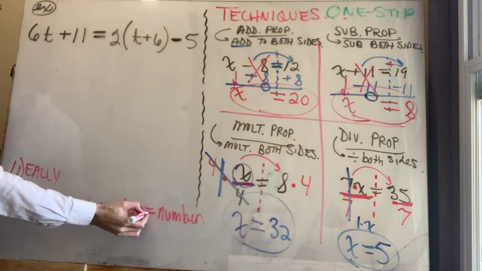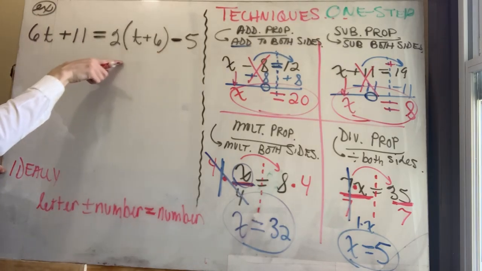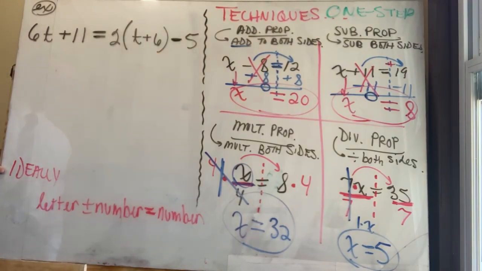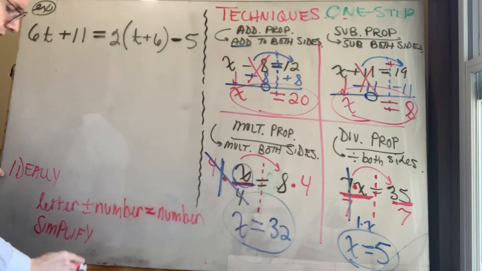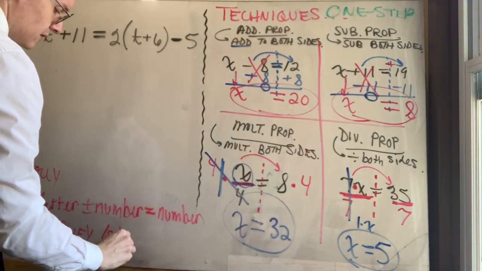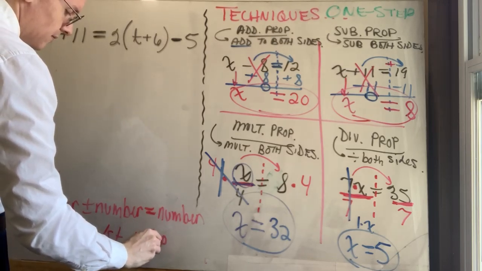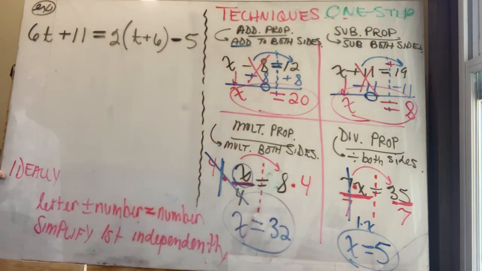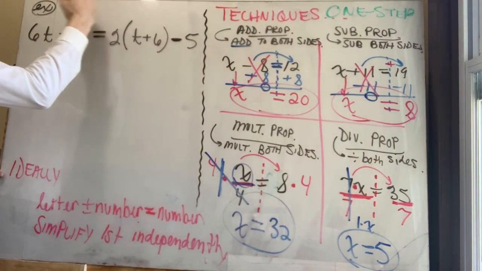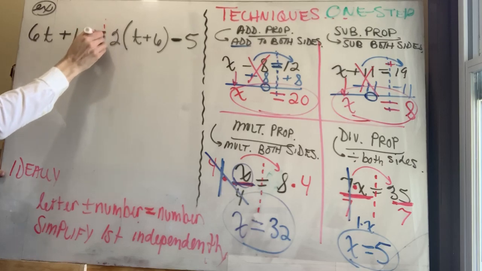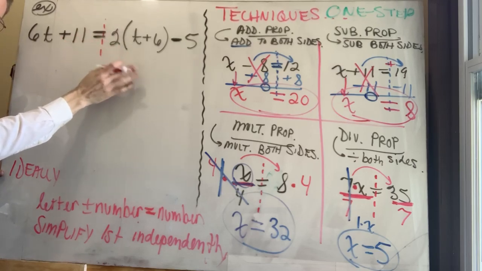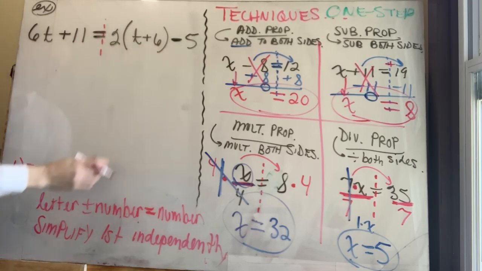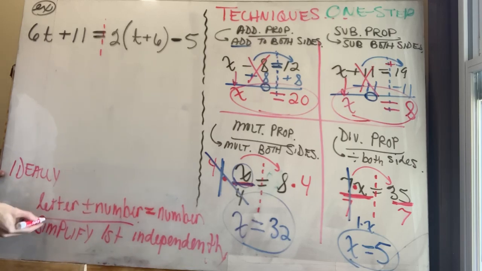If you don't have that, if you have something more complicated than that, then what you will do is simplify first if necessary, independently. In other words, don't start dragging things over here. Don't go using opposite operations yet. Just clean this up. Crunch it to, at worst, a letter sitting next to a number.